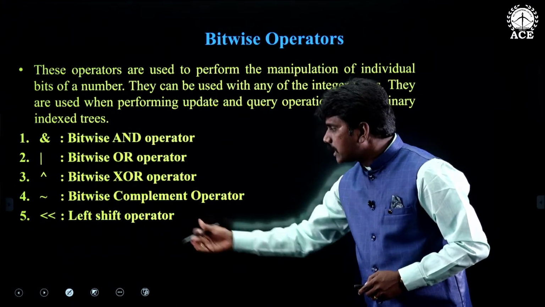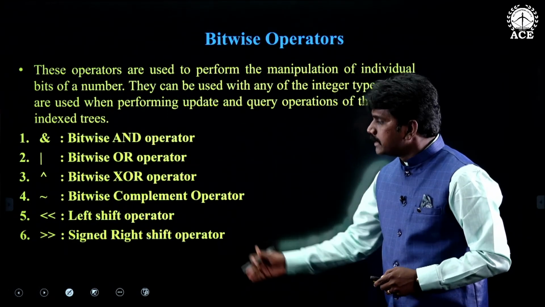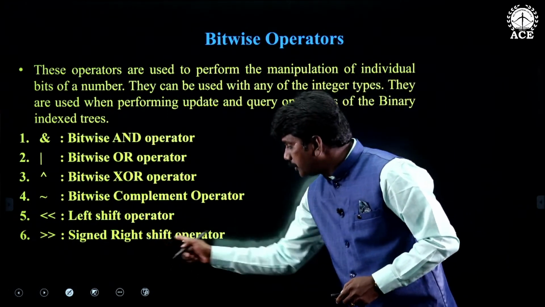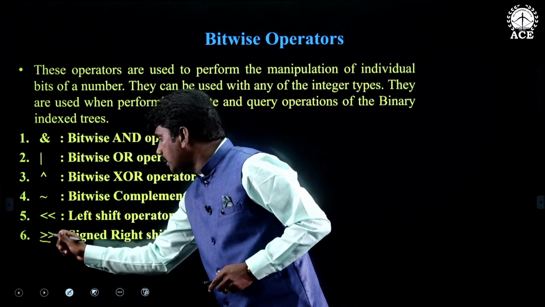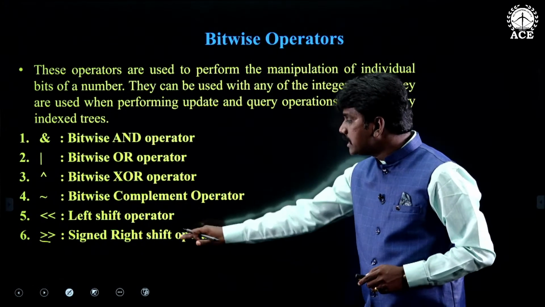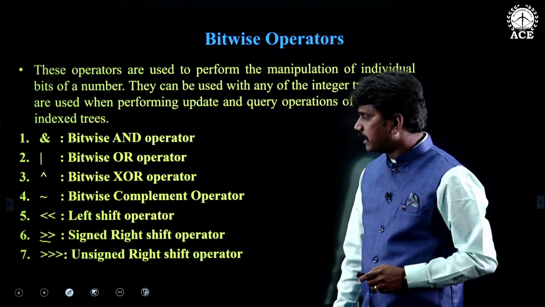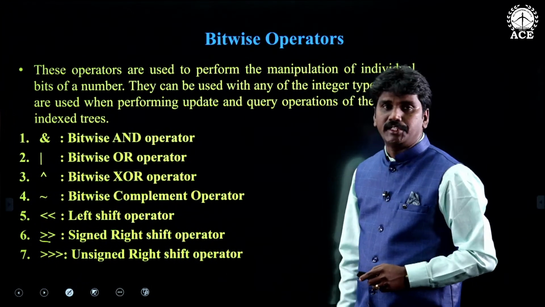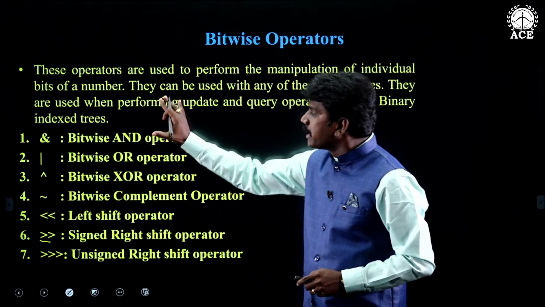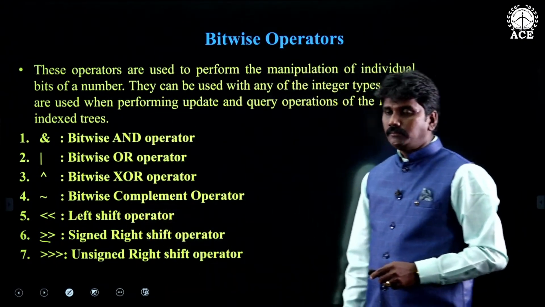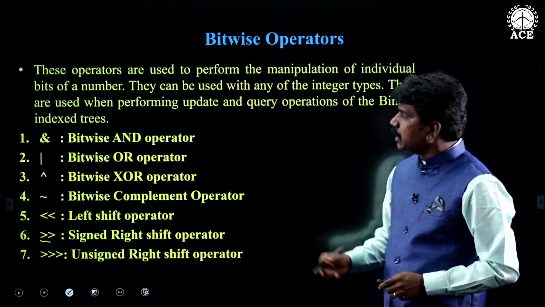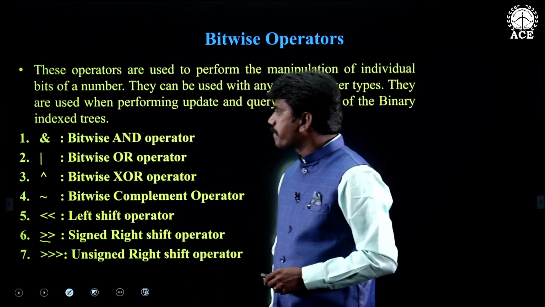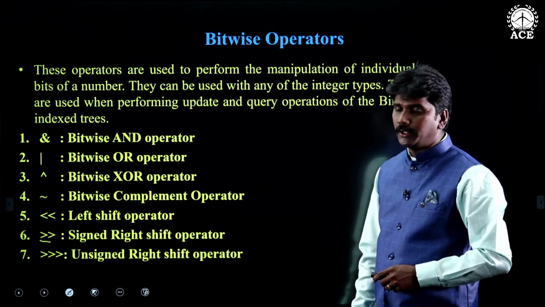And the fifth one is left shift. Sixth one is signed right shift. So we can understand one point, that greater than greater than is signed right shift, and the next one is unsigned right shift. Like this, we have 7 bitwise operators in Java. So if we see the first one, bitwise AND, how is it going to be?